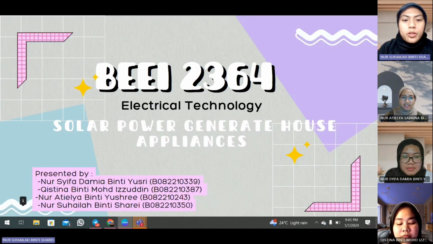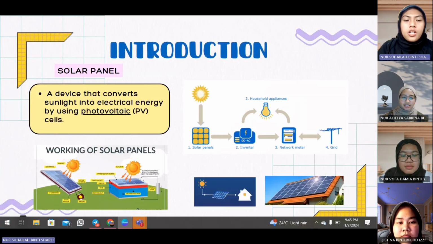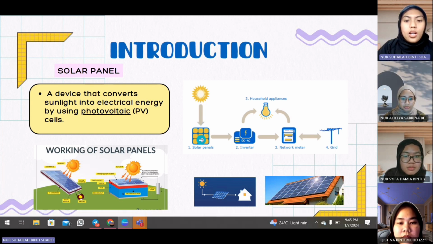We want to present about solar power generated house appliance. So, for introduction, what is solar panel? Solar panel is a device that converts sunlight into electrical energy by using photovoltaic, which is PV cell. As you can see, from sunlight, we go to solar panel and then inverter. After that, we can use it for household appliance or maybe network meter.